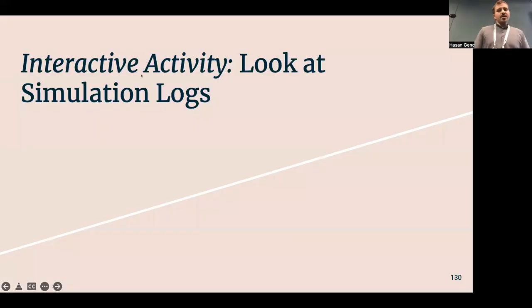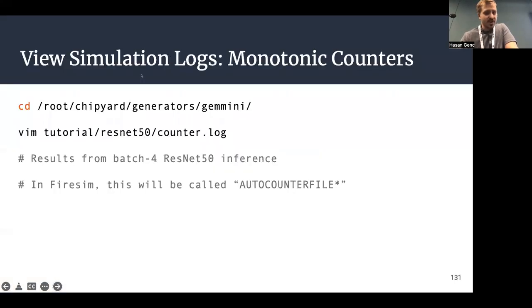Okay, let's do a few quick interactive activities. So firstly, let's look at some of the simulation logs just to become a little more familiar with them. So these would come from running FireSim. Running FireSim would take definitely too long for this tutorial. So we've saved the outputs in our tutorial repo, and we can look at them. So we can look at one of the log files for the monotonic counters. In FireSim it will be called the auto counter file. We just call it counter.log to shorten the name.